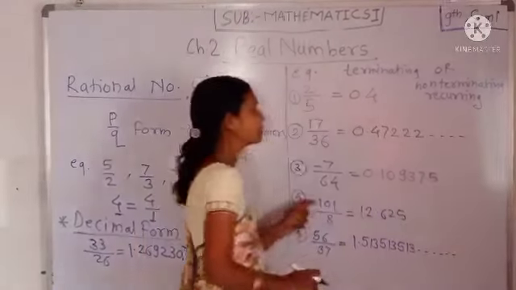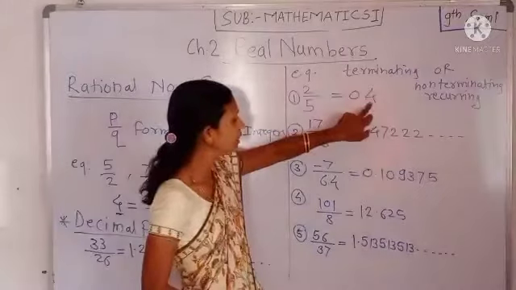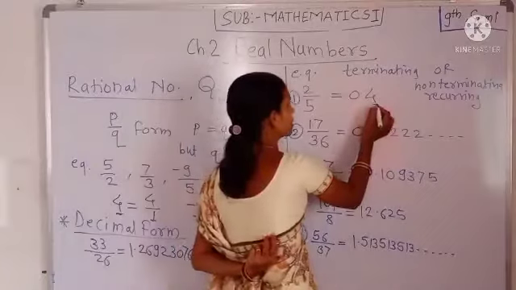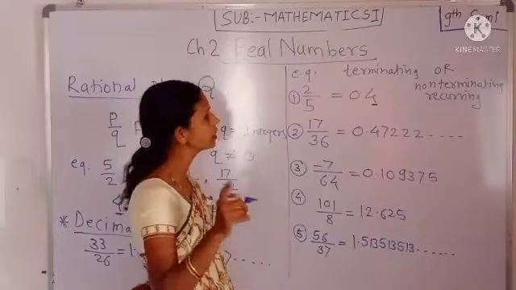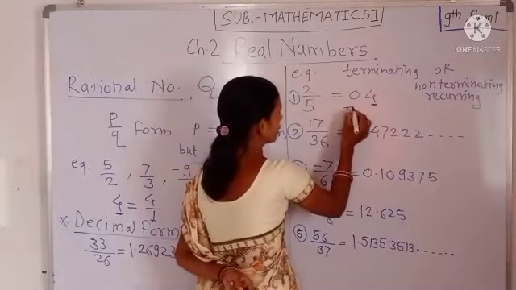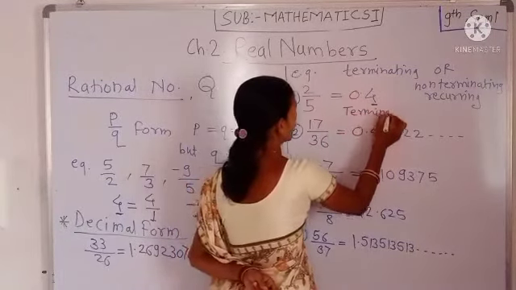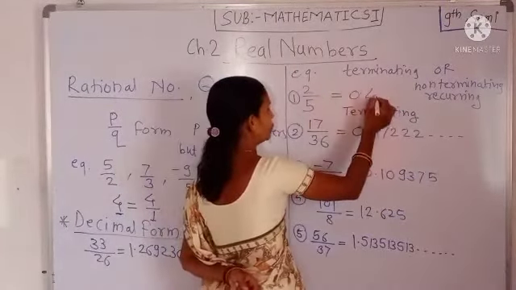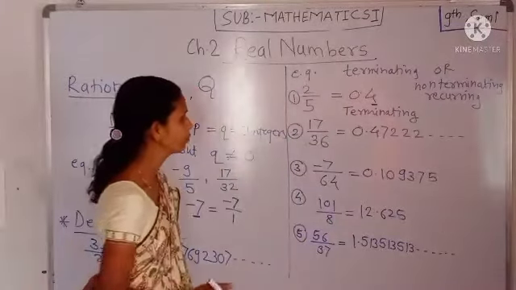Recurring. That means here 2 upon 5, which is written in the decimal form, that is 0.4. Here the decimal form of that rational number is a terminating decimal. That means the decimal form of this rational number is terminating, because here it is 0.4 and there are no numbers after 4.